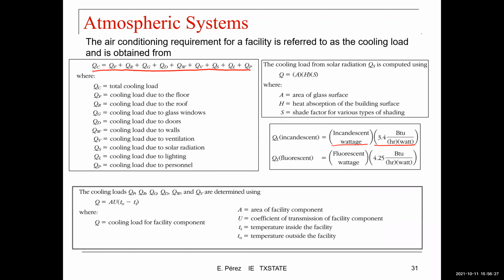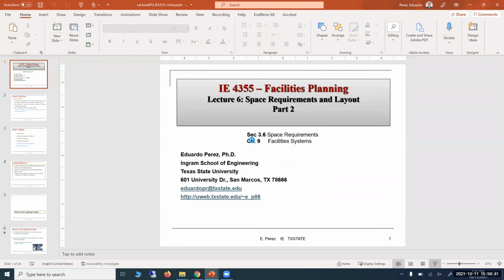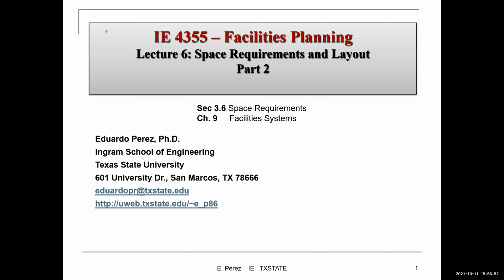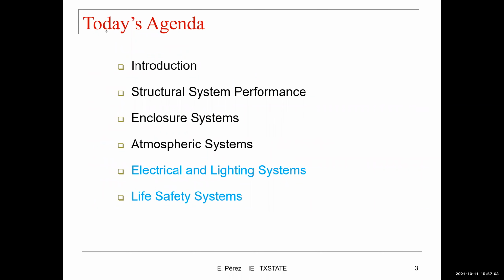So let's go to the next slide. In this lecture, we are going to complete this material. We're going to learn how to design for other types of systems. This is also tied to objective number 4, be able to design layouts incorporating product, process, and personnel requirements. And today we're going to focus on two: electrical and lighting systems and life safety systems.